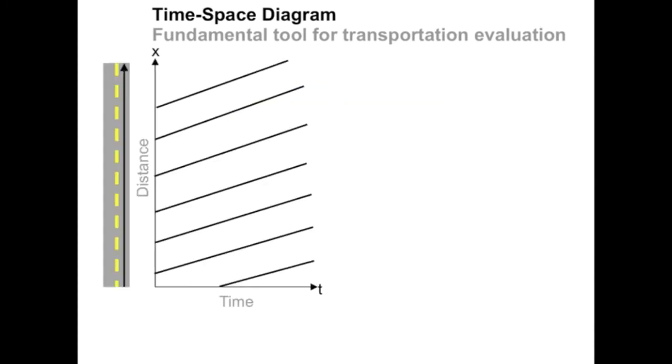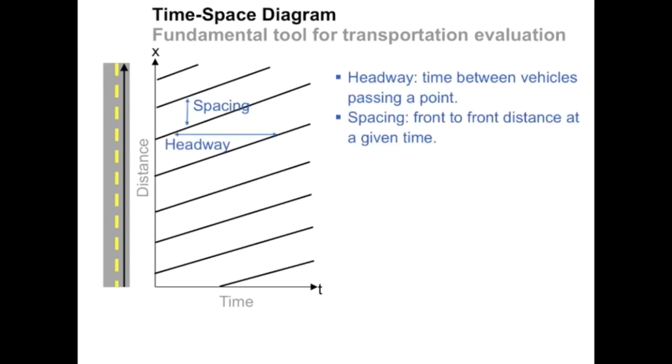Here is a simplified time-space diagram with 7 vehicles. The nice thing is that we can translate our fundamental variables in traffic flow theory. We can see them on the diagram. So as you see the vertical spacing between the vehicles, you can just translate that directly into the value of spacing, the front-to-front distance at a given time.